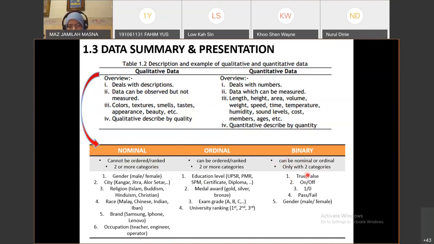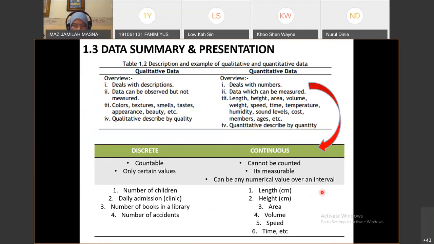What are the examples of binary data? First, you have true and false. Second, on and off. You have 1-0, pass, fail. For example, you have gender, male, female. All these are what we call binary data. Any question in your class? No question? Okay. Thank you.